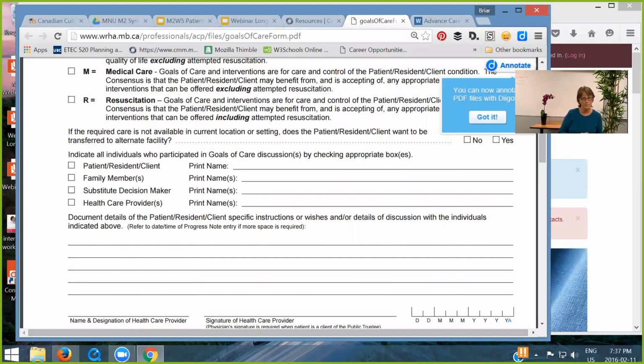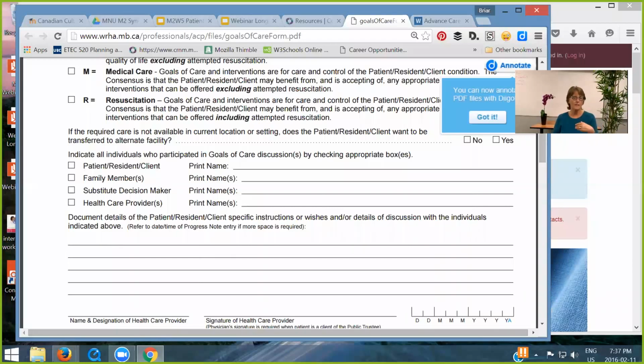And it said healthcare providers. That would be the people who are involved. Now it says you can also add extra things in here. You can add details. Some people will write in there, I don't want any kind of tube feeding if I can't eat for myself.